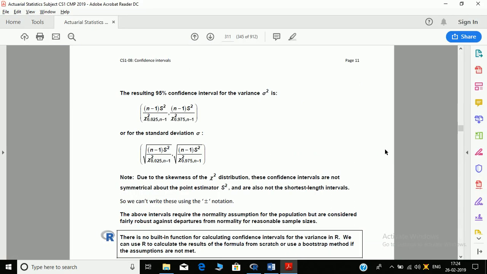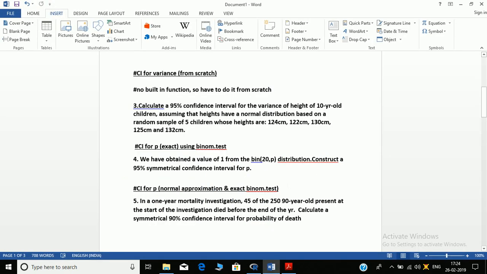Next, moving on, we have CI for p using binom.test, CI for p exact. So what is the question? We have obtained a value of 1 from a binomial 20, p distribution. Construct a 95% symmetrical confidence interval for p.